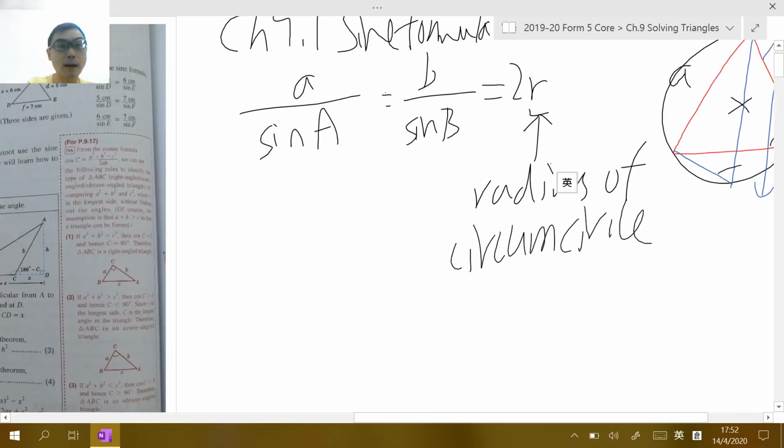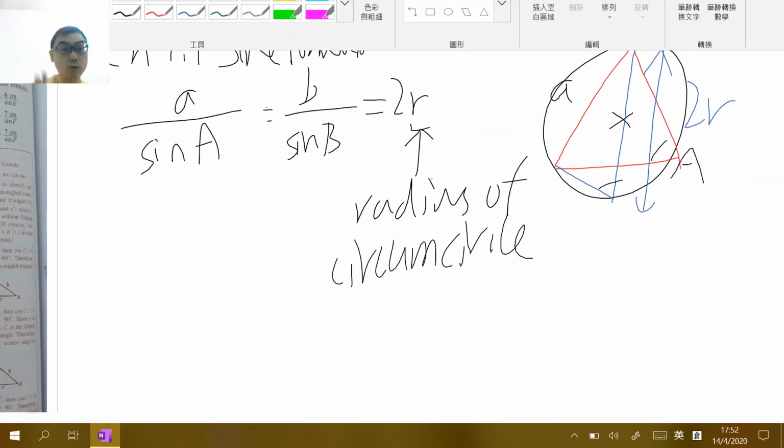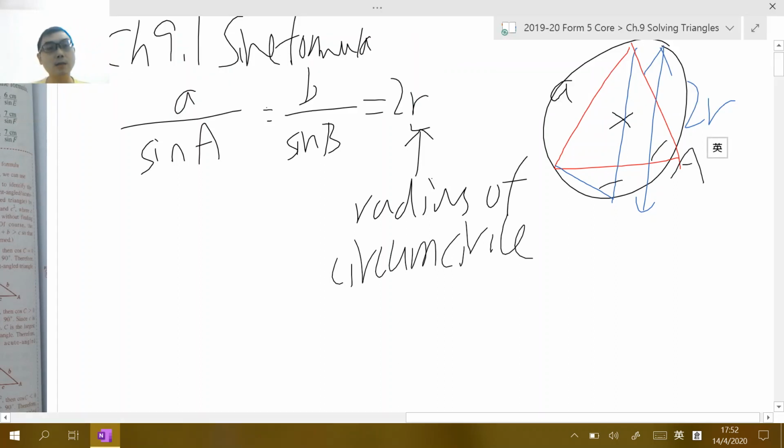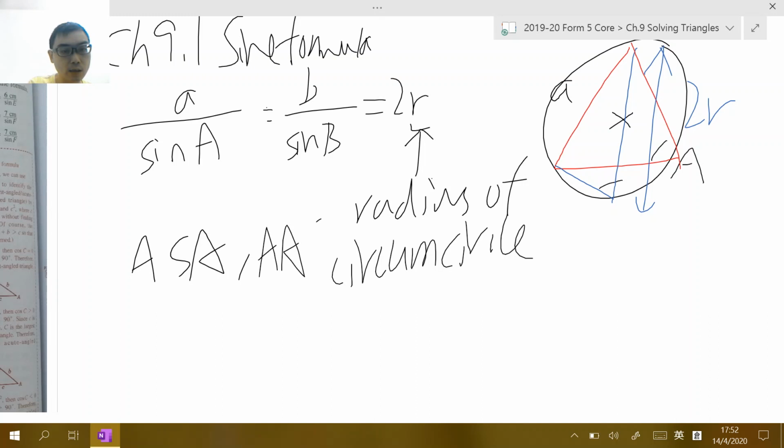When we talk about the sine formula, you have to understand when we can use it: we have a pair of side and angle, and another pair of side and angle, and the side and angle should always be opposite to each other. That means we can only focus on three types of triangle. The first one is the triangle with two angles, because once you have any two angles, by the angle sum of a triangle you can get the third angle. So two angles with a side, including ASA or AAS, can be solved using the sine formula.